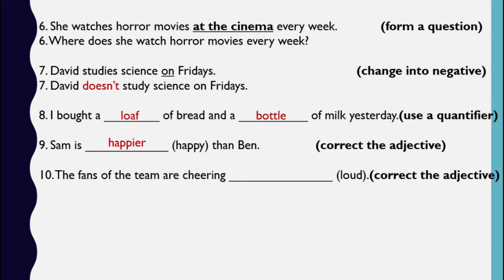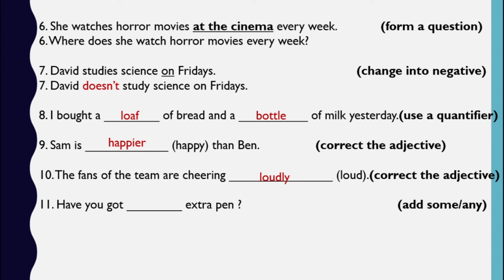Number 10, the fans of the team are cheering loud. Correct the adjective. Again, here, the adjective describes the action of the verb, not the noun. So you have to change it into an adverb. So the fans of the team are cheering loudly.